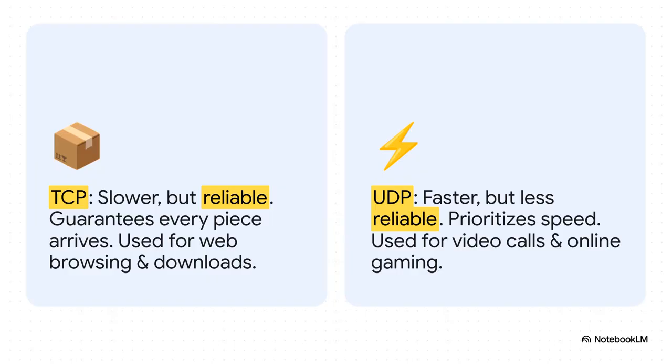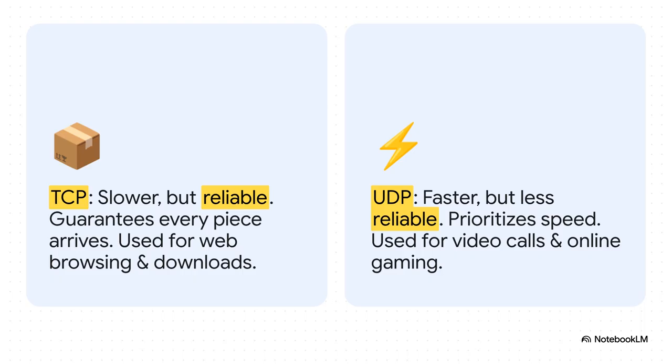And right here at this layer, a really important choice gets made. Do we use TCP or UDP? Think of TCP as sending a package with delivery confirmation and tracking. It's slower, but it meticulously checks that every single piece arrives and in the right order. It's perfect for things like web pages or file downloads where you need everything to be perfect.